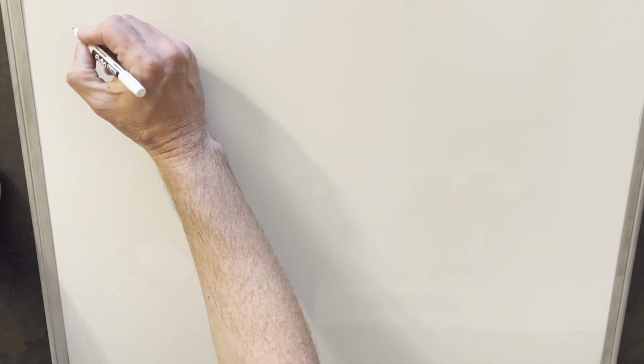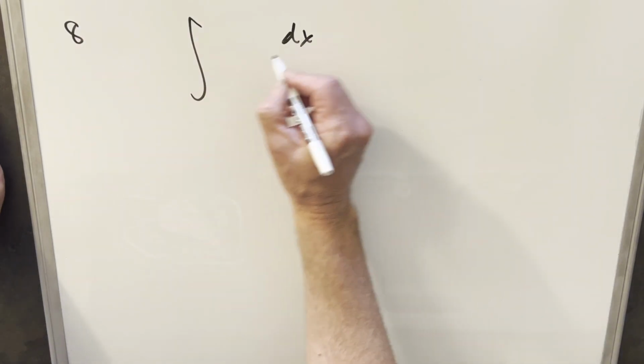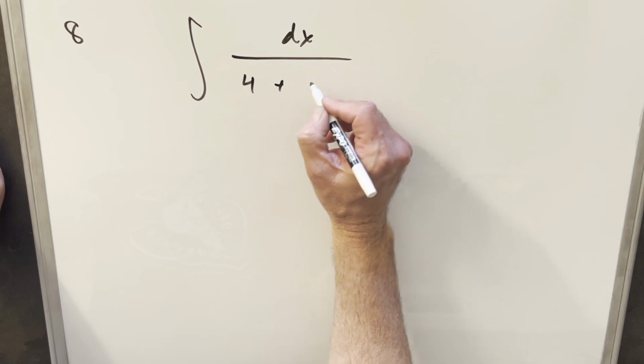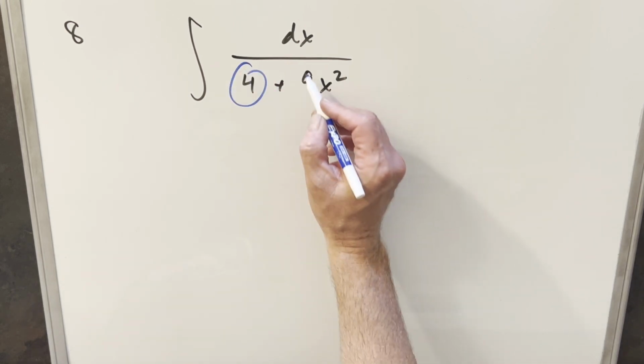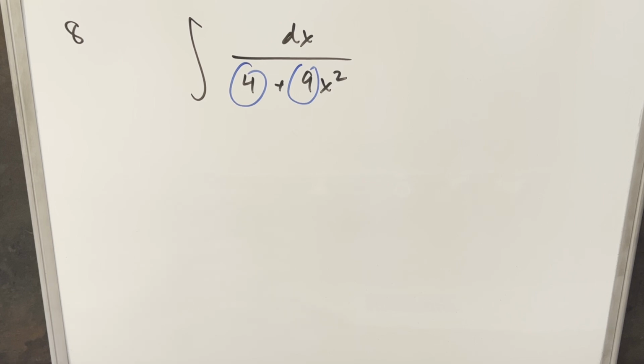So, number 8. For 8, we've got the integral of dx over 4 plus 9x squared. Need some more water. Okay, good. So this is clearly our arctan situation. This one's not bad, but we just have to deal with these constants here, 4 and 9. You could probably remember a formula for this case, but I actually don't remember how to do it that way, so I just do it out.